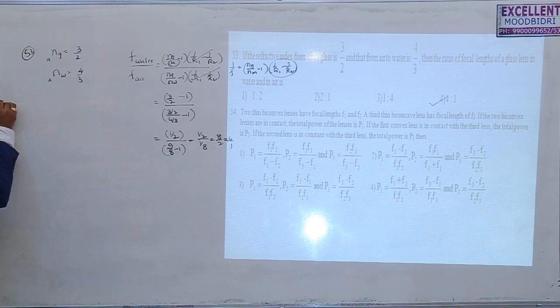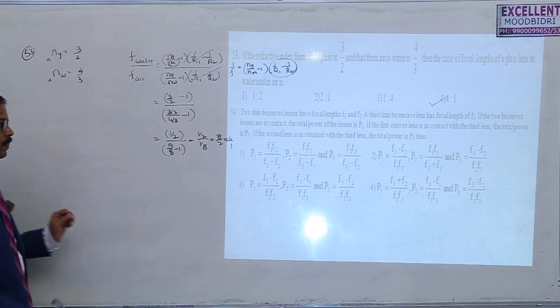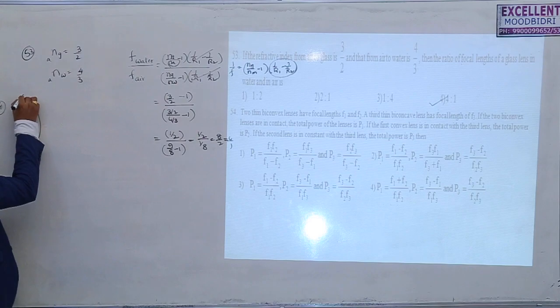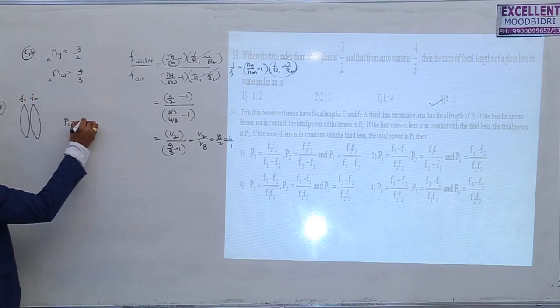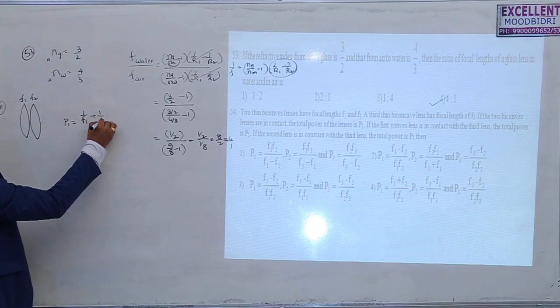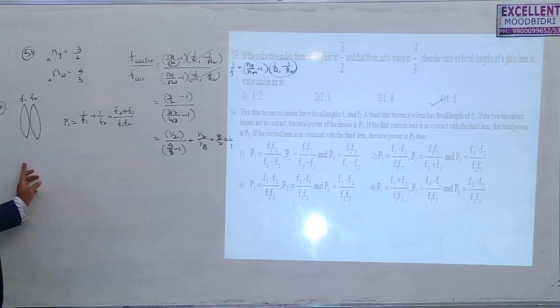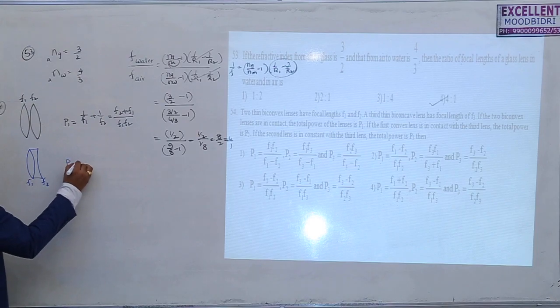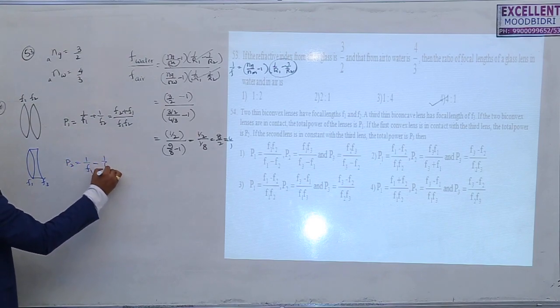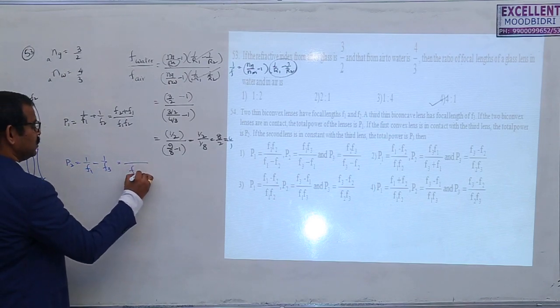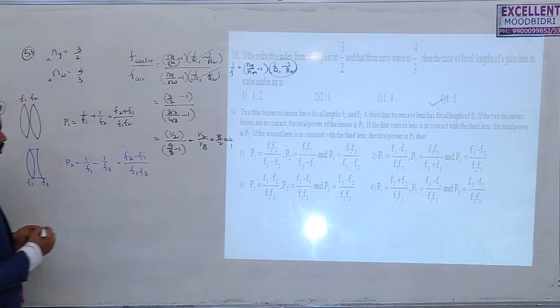Now, the 54th one, a similar problem. This is also on lenses only. Here, when two lenses are kept in contact with each other, having focal lengths f1 and f2, the power is given by 1 by f1 plus 1 by f2. If you take the LCM f1 f2, this is (f2 plus f1) by f1 f2. In the second case, when the first lens is kept in contact with a concave lens of focal length f3, now the power is given by 1 by f1 minus 1 by f3. Why? Because for a concave lens, focal length is negative here. So the answer is, with f1 f3, this will become (f3 minus f1) by f1 f3.